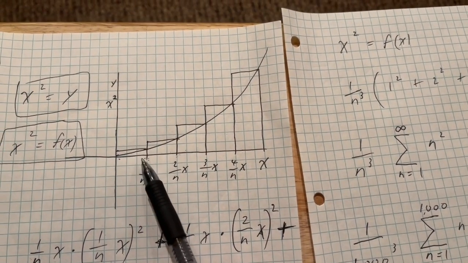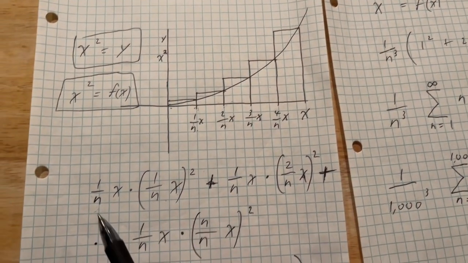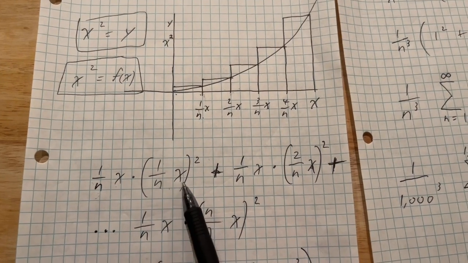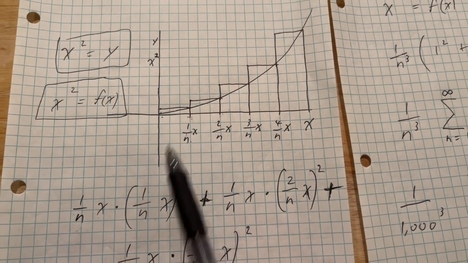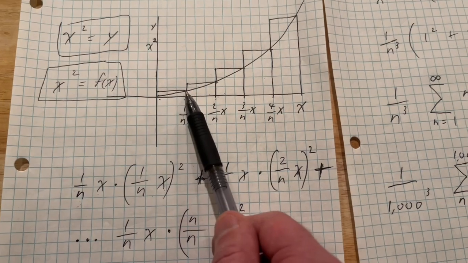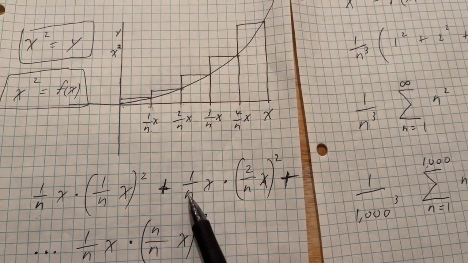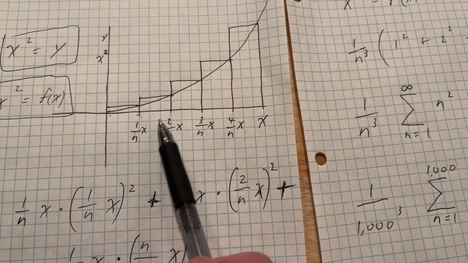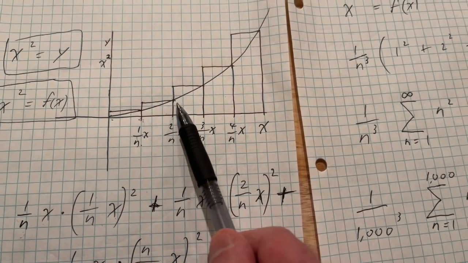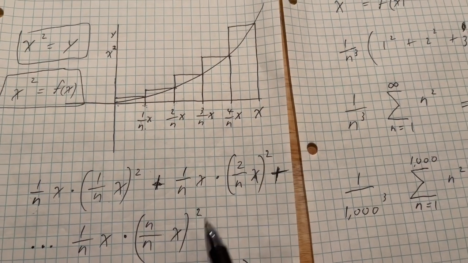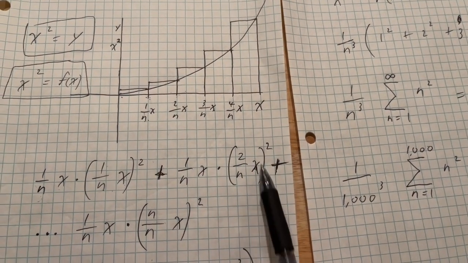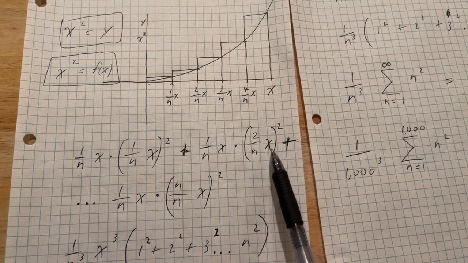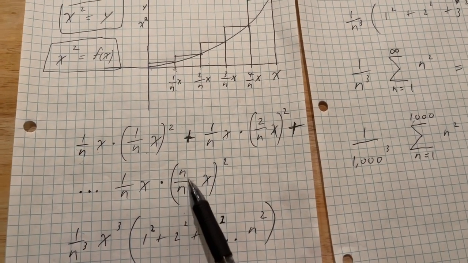We multiply the x times the y of each rectangle. We get 1 over n of x for the x component, 1 over n of x quantity squared for the y component. That's for the first rectangle. The second one will be 1 over n of x, so 1/10 of x, for example. The y component will be 2/10 of x quantity squared. So here's the x component, here's the y component. Here's the first rectangle, then a plus, the second rectangle, and so on until we get to n over n of x quantity squared.